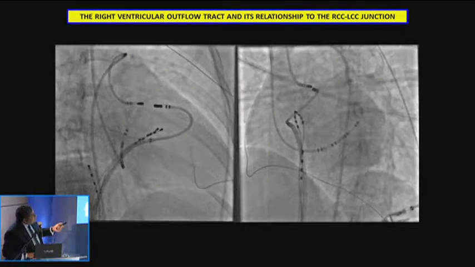This is another view again to show you how a catheter would look from the aorta and how it looks going from the IVC. So this is mapping the right-left junction from both sides.